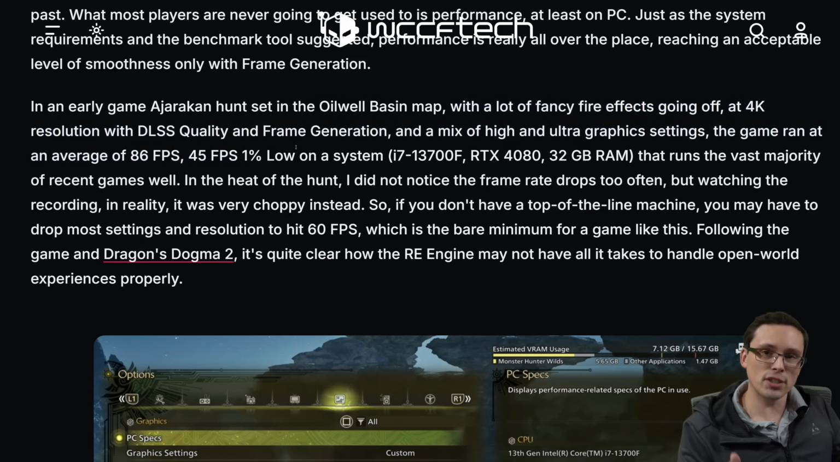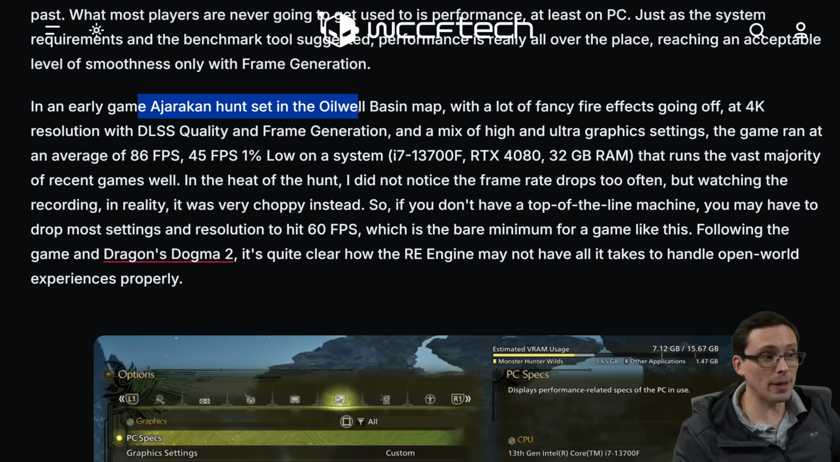In other words, the built-in benchmark tool that we got ahead of time didn't really have actual monster battles. And so it was hard to make out how accurately that would represent things, and the open beta was an old version of the game. You would hope the launch version is more optimized. Well, in actual battle, with a lot of effects happening, averaging 86 FPS with 45 FPS 1% lows with frame generation enabled at not even complete ultra settings on a 4080 sounds a bit rough to me.